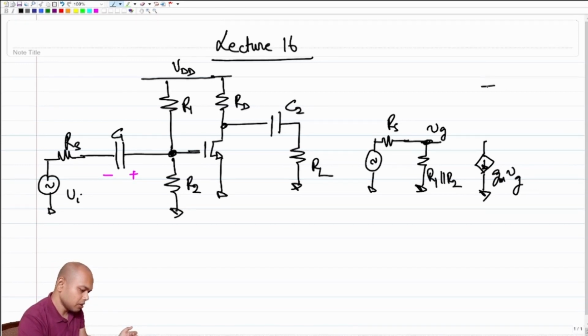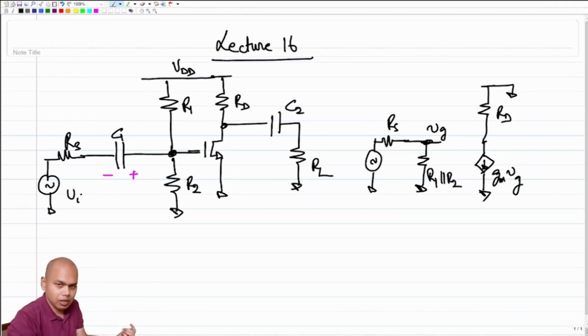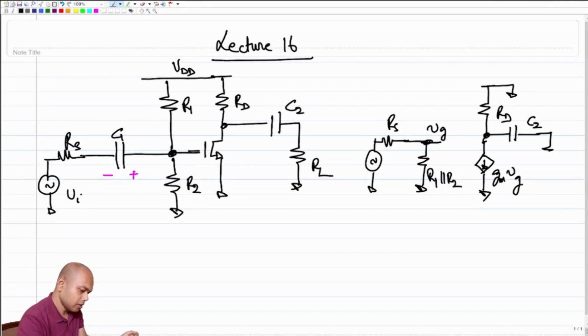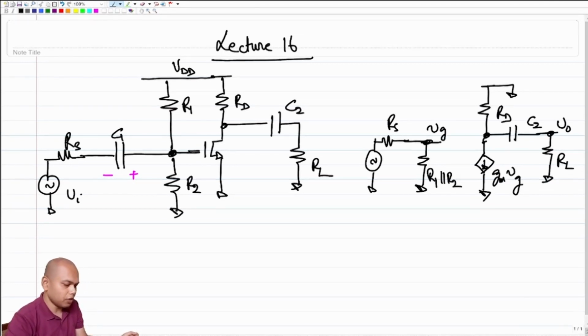What happens to resistor RD? This remains as is. The top of the resistor is grounded because a DC voltage source VDD in an incremental model is grounded. Then what happens here? We have this capacitor C2 and we have the resistance RL, correct? And V naught is the voltage across RL that we are interested in. So what is V naught over Vi?